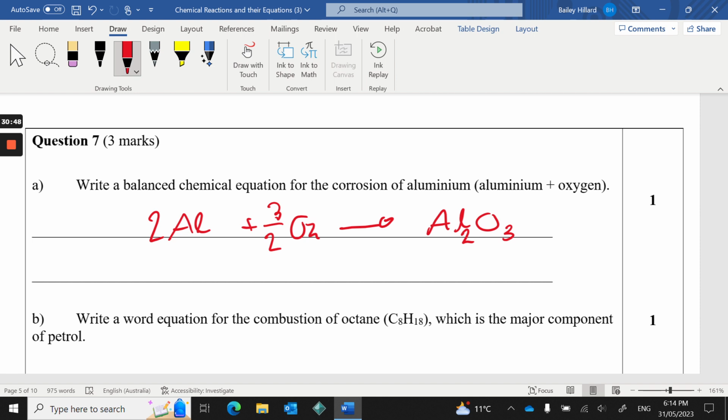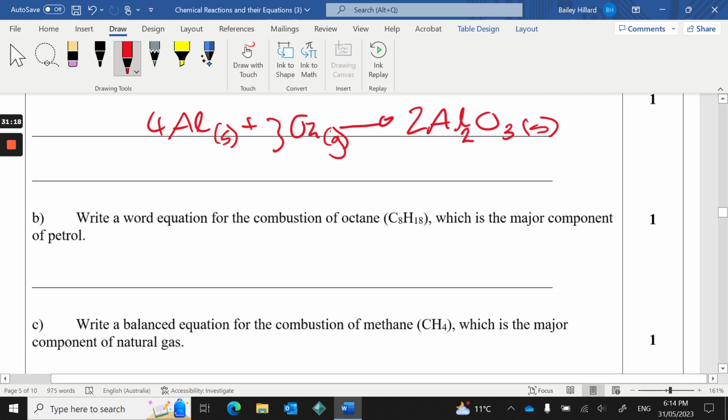Remember, if I times all of this by 2, I would get exactly what I had a second ago. And I would have the 4, 3, and 2 here. And that's if I times that fraction. So look, while this isn't the simplest representation of the equation, it's still one that you would get marks for at our stage. Oh, and let's not forget, we would probably have some solid aluminium oxide, some solid aluminium, and some gas oxygen, okay?